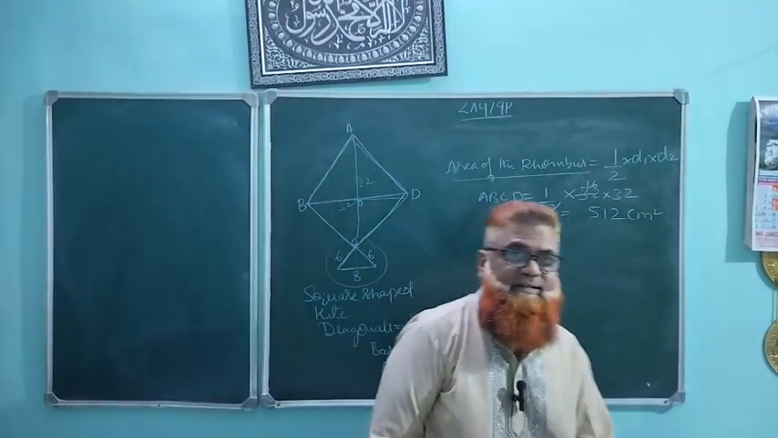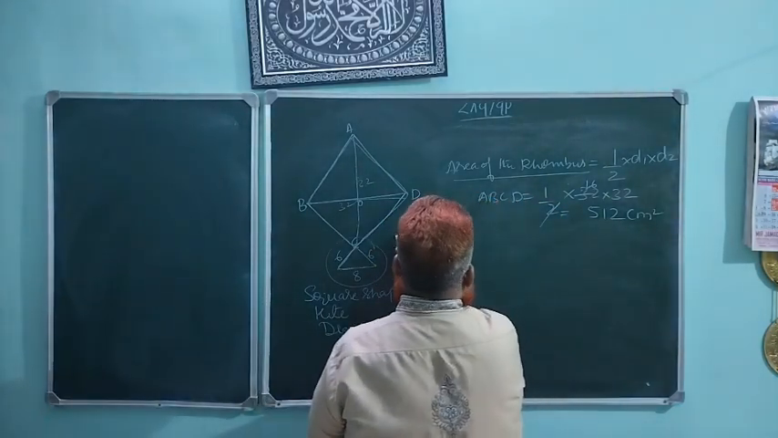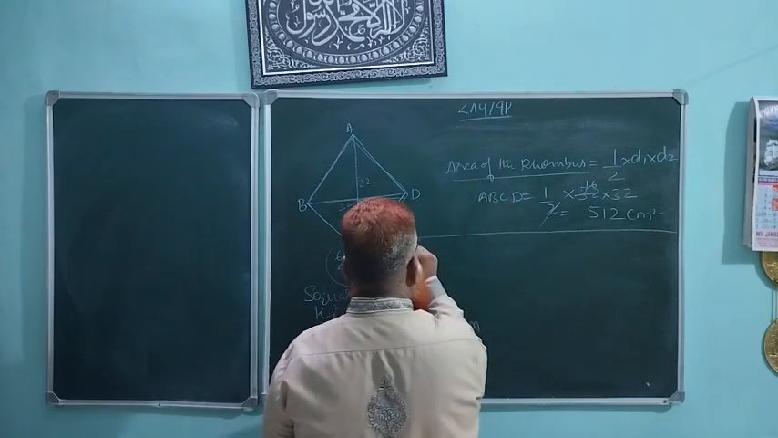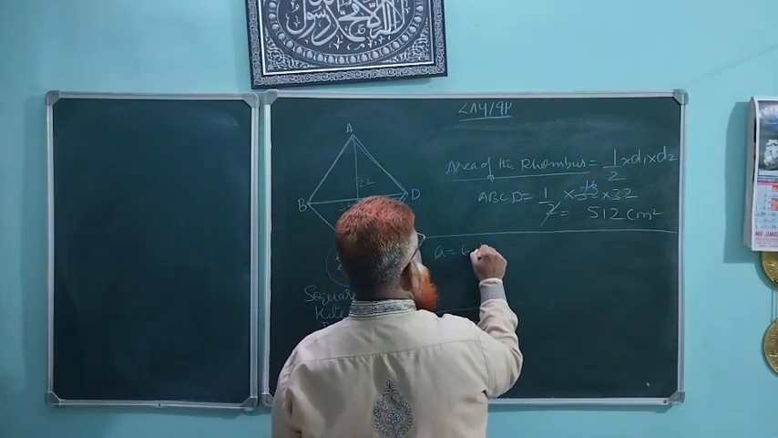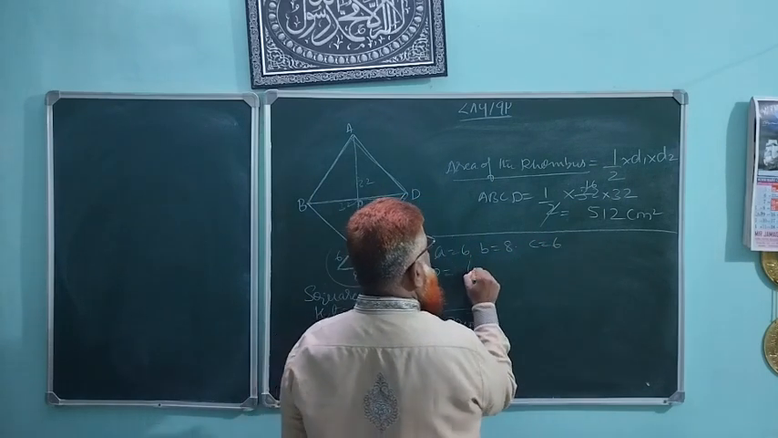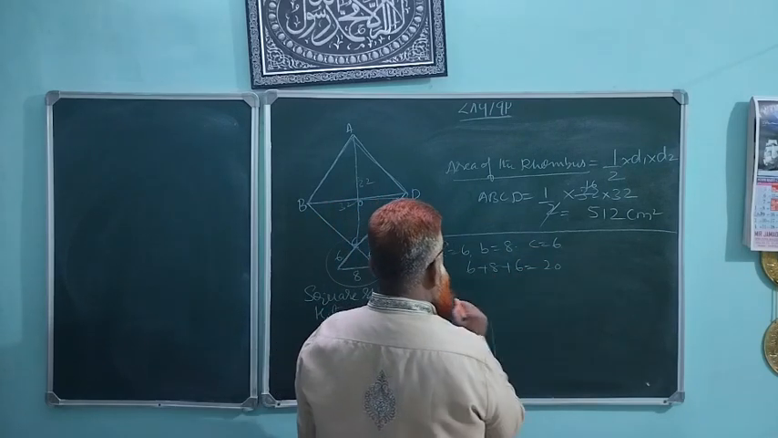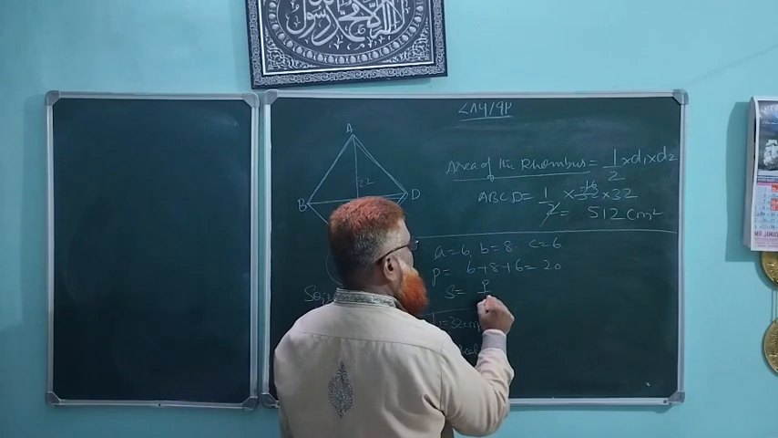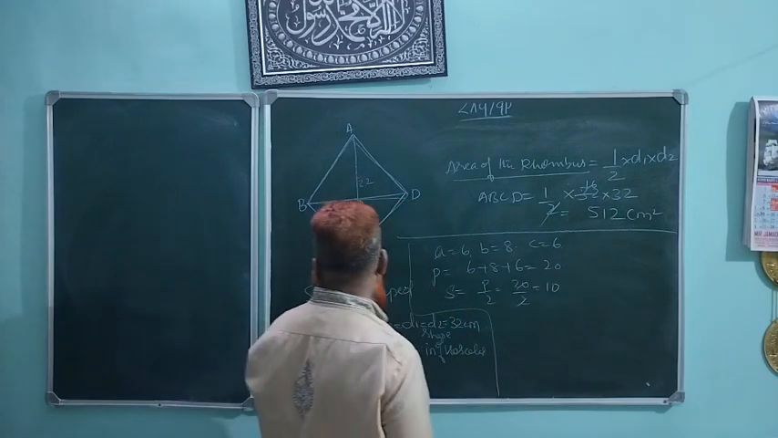The base of the kite is in the shape of an isosceles triangle. Now you can apply, as usual, Heron's formula. Here A is equal to 6, B is equal to 8 and C is equal to 6. Perimeter is equal to 6 plus 8 plus 6, which is equal to 20. Semi-perimeter is P by 2, which is 20 by 2, that is 10.